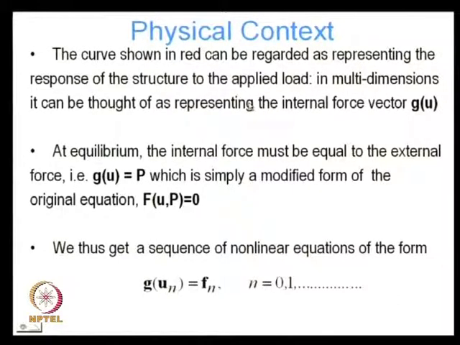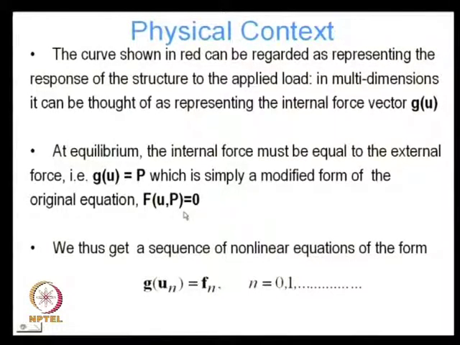In multiple dimensions, it can be thought of as representing the internal force vector g(u). At equilibrium, the internal force must be equal to the external force. So, my internal response g(u) must be equal to my external load p, which is just writing the previous equation f(u, p) in slightly modified form. If I move p to the other side, whatever is left becomes g, which I call my internal force.